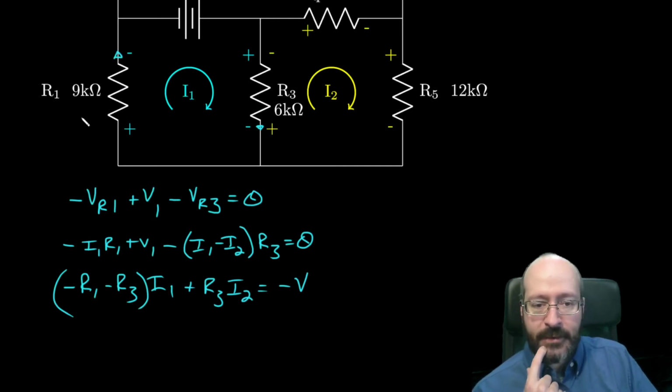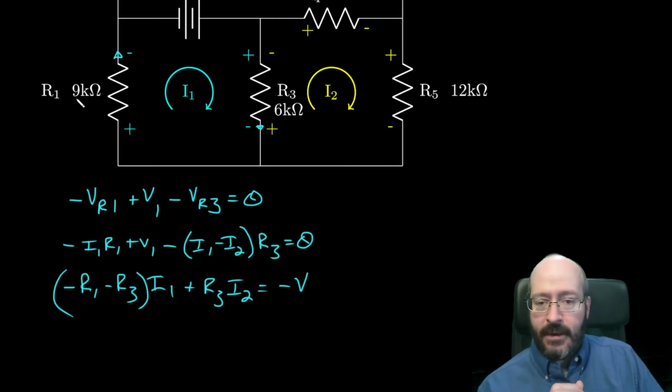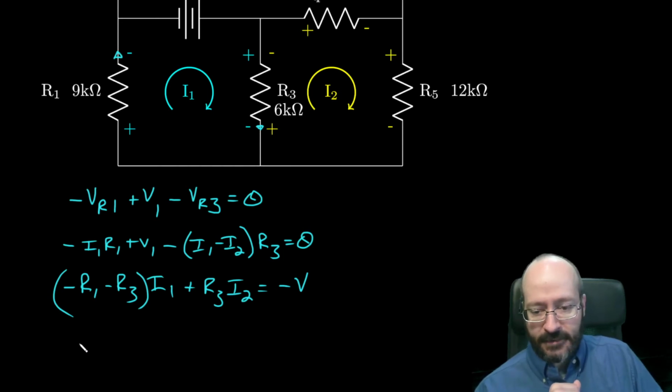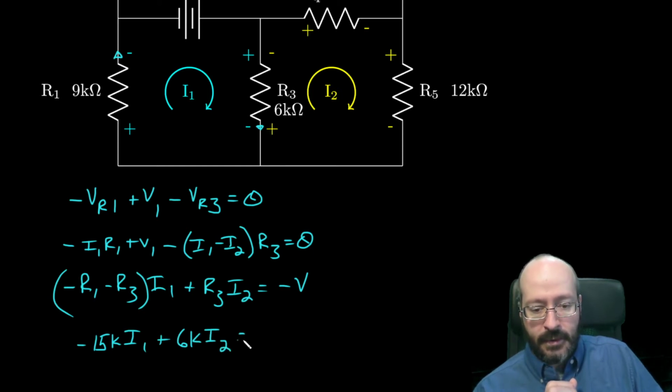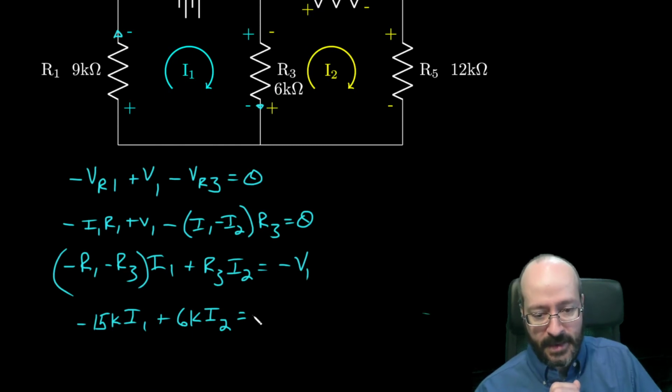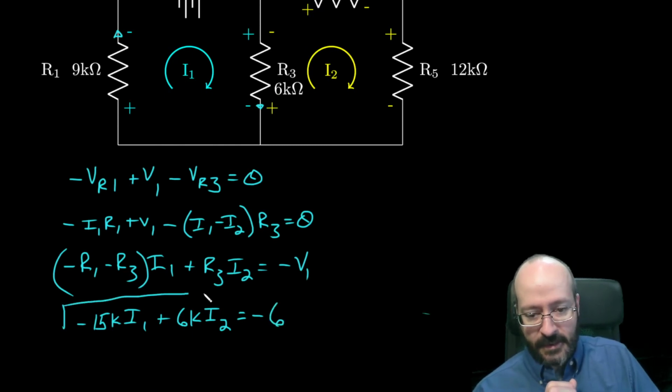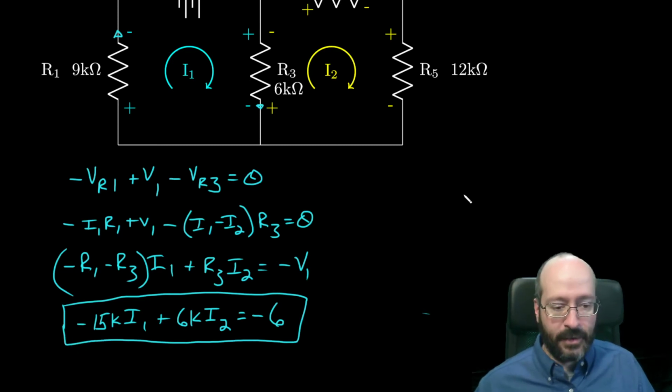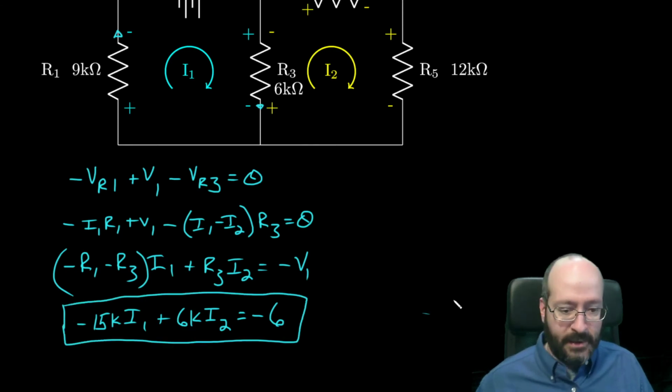All we got to do is plug values in, and we have negative 9K and negative 6K. So we're going to get negative 15K in front of I1 and plus 6K in front of I2. And where's V1? That was V1. 6 volts. Okay, so that's going to be -6 on that side. I'm going to go ahead and box that. Right, that one's ready to be included in my system of equations.